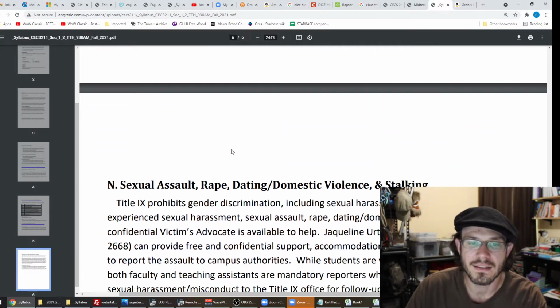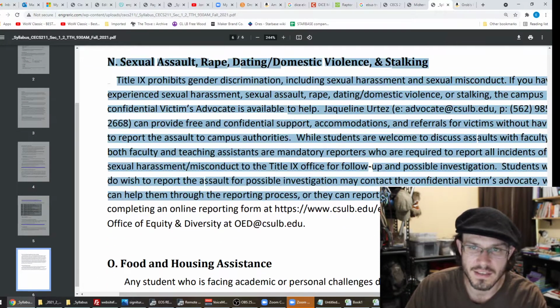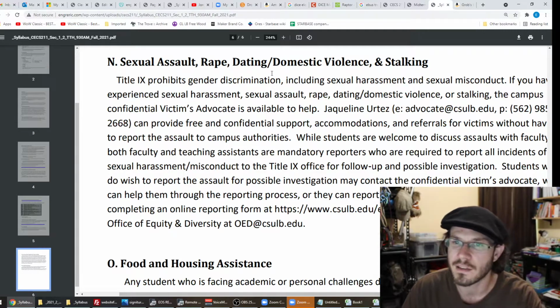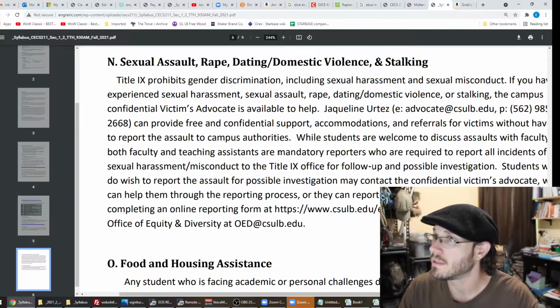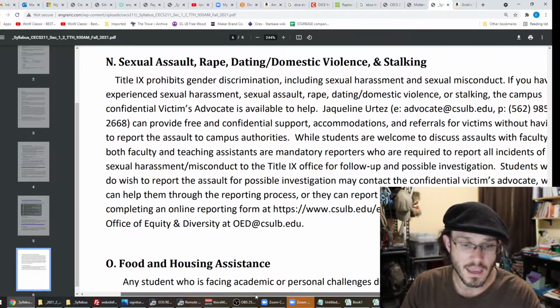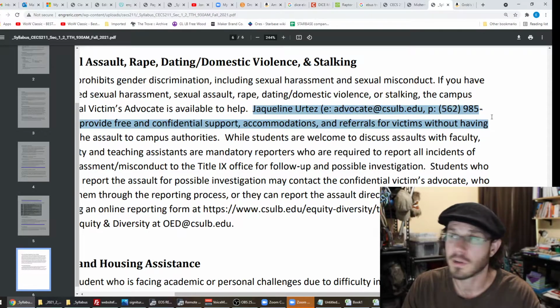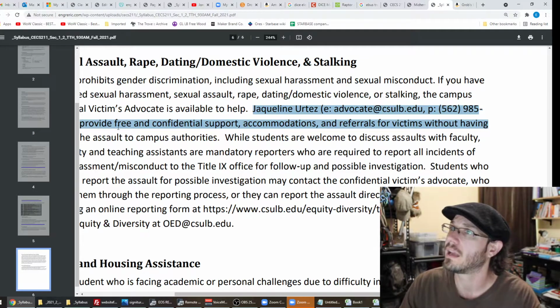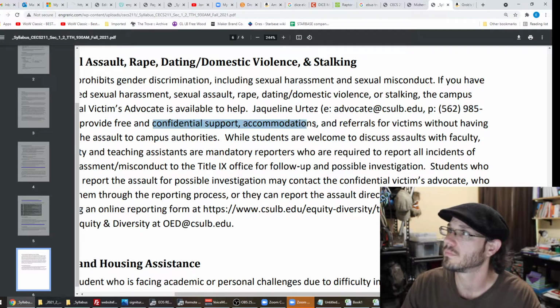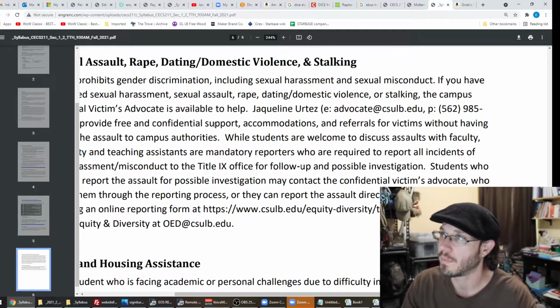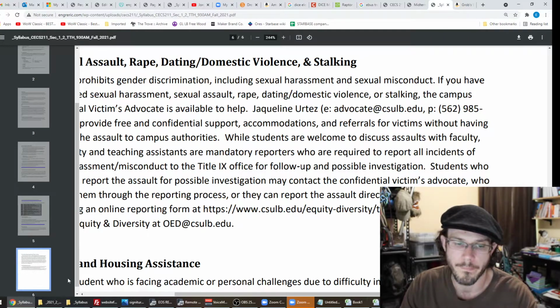Okay, next up, I have this section in there: sexual assault, rape, dating, domestic violence, and stalking. Don't do it, please. If you or anyone you know has an issue, there is some contact information here and confidential support for referrals and all of that. So if you do have any type of issue related to this, there is information here on where to get some help.